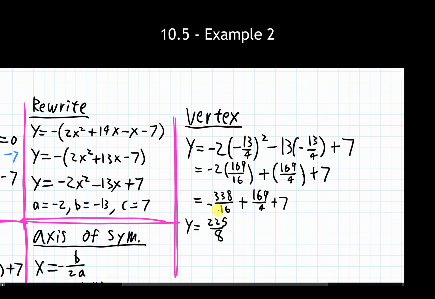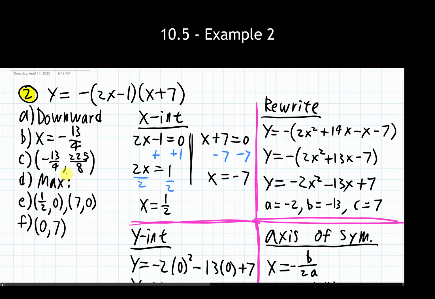And now we just need to determine the minimum or maximum value of this equation. Because this thing is opening downward, remember that means we're going to have something shaped about like this. Which means that this vertex is going to be at the highest possible point. So I'm going to list that I have a max of, and then what is that value? The maximum value is the y value of the vertex. So I have a max, and that's going to be 225 over 8.